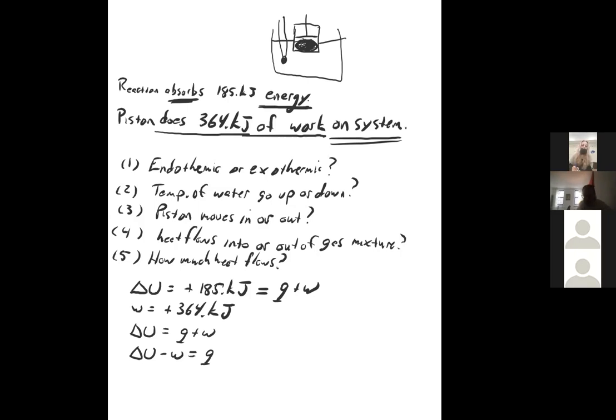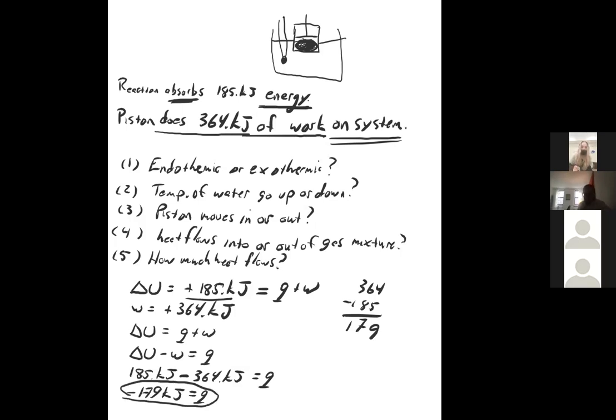So we take our delta U, which is 185, and we subtract our W, which is 364. And that's going to give us Q. Okay, so 185 minus 364. Let's see, what is that? I can do that, right? 364 minus 185 is 179. So negative 179 kilojoules. That's Q.